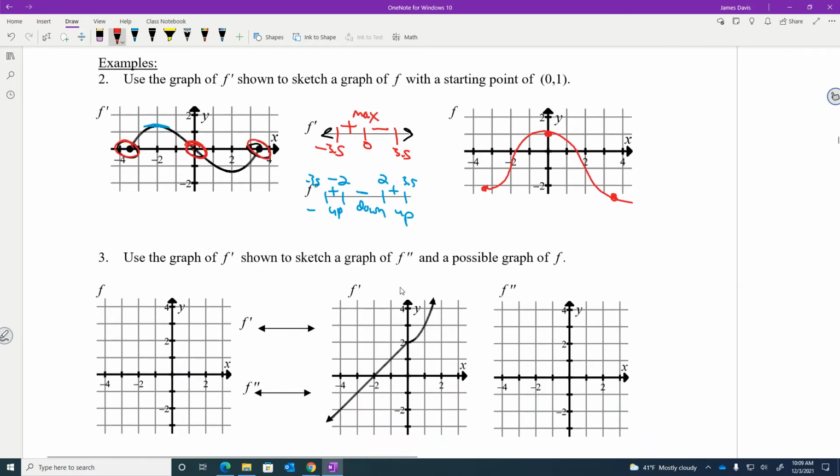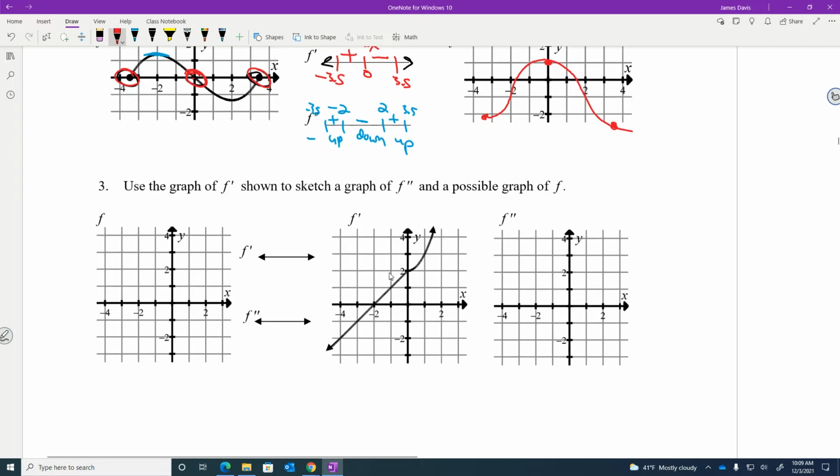Okay, the next one, we're actually going to try to draw both. We're given a graph of the derivative, and we're going to try to draw the original function and the second derivative based off of that one. So if we got a first derivative number line here first, what number should we put on there? Yep, -2, the only one we really need, right?